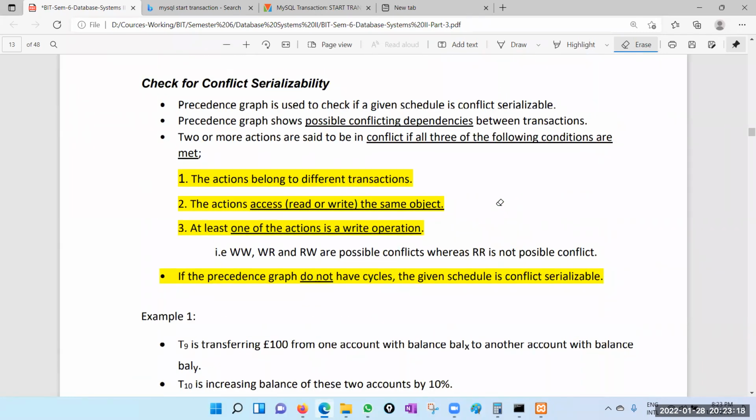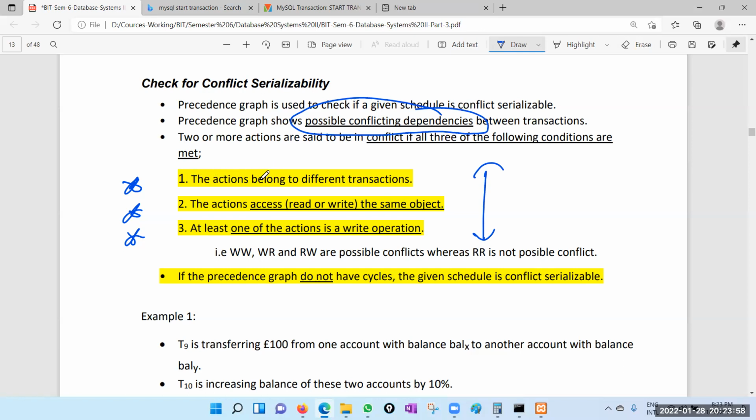So how to check whether a particular schedule is conflict serializable? These are the points we have to consider. There's something called a possible or potential conflict. Potential conflict doesn't mean that it always conflicts. If an action is a potential conflict, it must satisfy these three conditions. What are those three? Possible conflict dependencies.